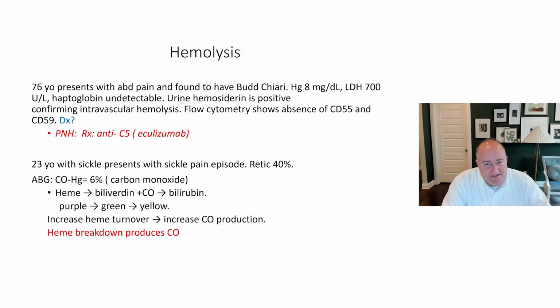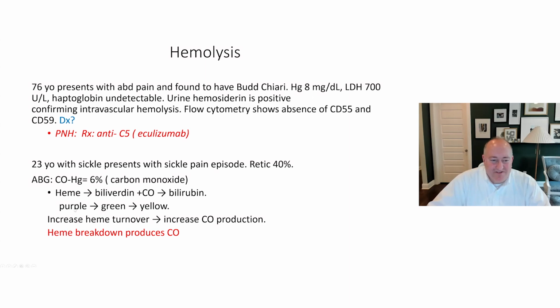All right, the next case is a hemolytic process. I think it's just interesting. People are always surprised that the body forms carbon monoxide. Whenever heme is broken down, we all know heme gets converted to bilirubin, but the intermediate step is biliverdin. For every molecule of heme that's converted to biliverdin, one molecule of carbon monoxide is formed, and then the biliverdin is converted to bilirubin.